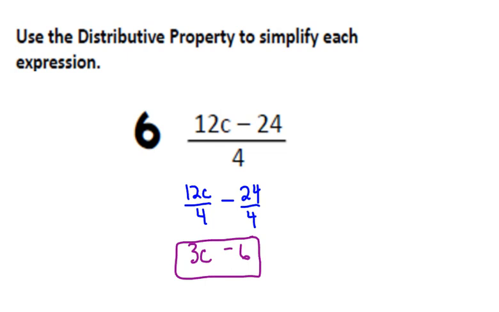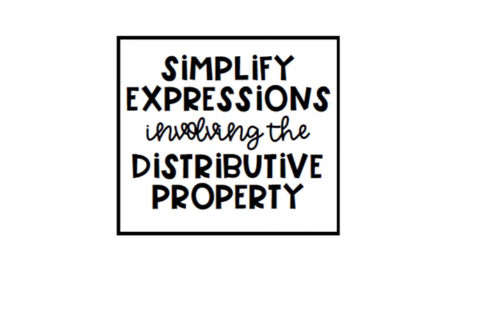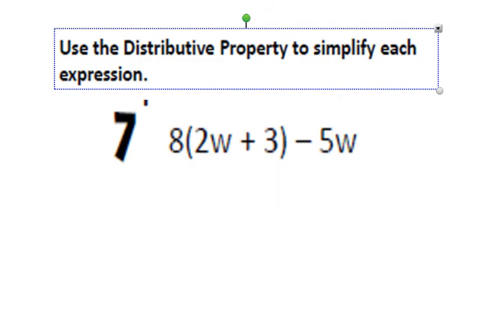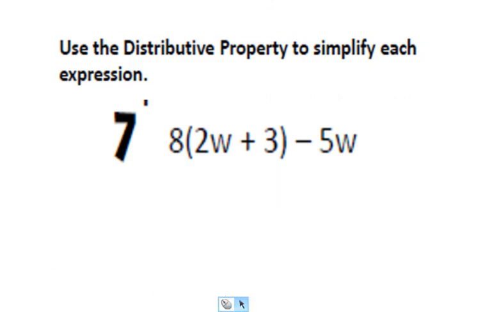So that was the distributive property. Now we're going to simplify expressions involving the distributive property. So once we distribute, the next step would be to combine like terms. All right, so here we're going to distribute. 8 times 2w is 16w. 8 times a positive 3 is a positive 24. And then we just bring down the minus 5w.